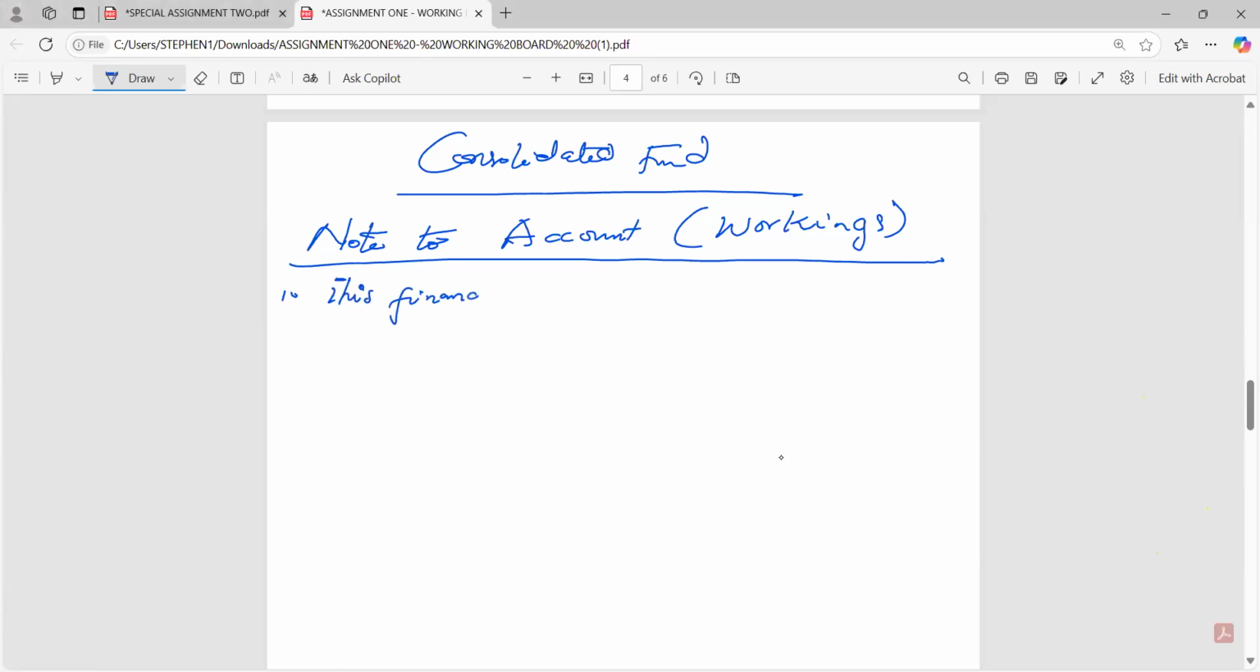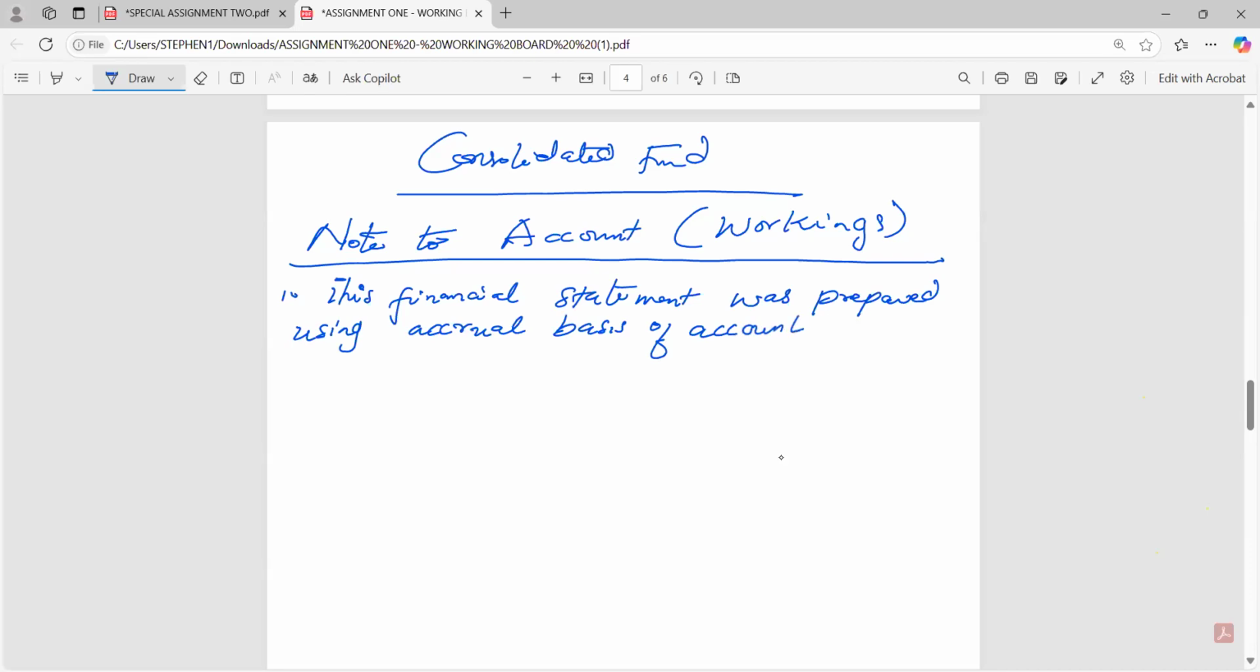This financial statement was prepared using accrual basis of accounting. Finish. A, B.